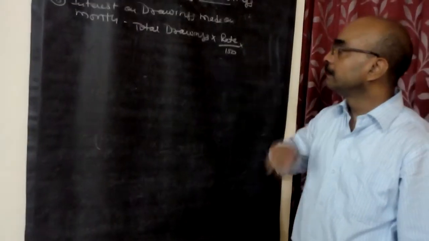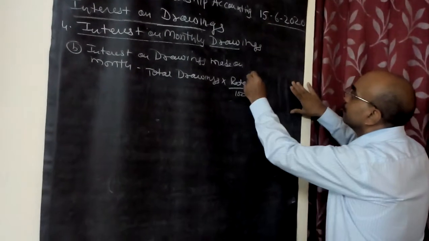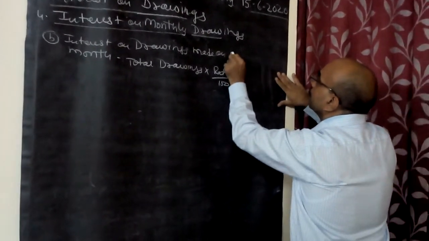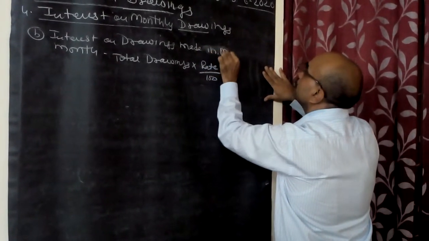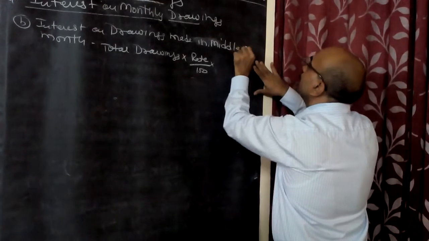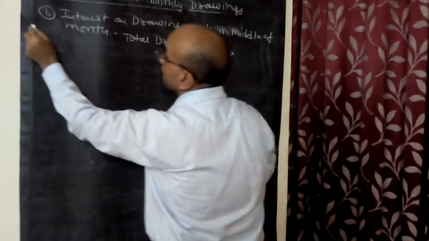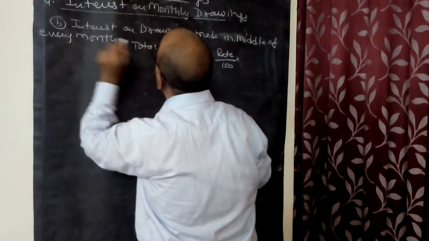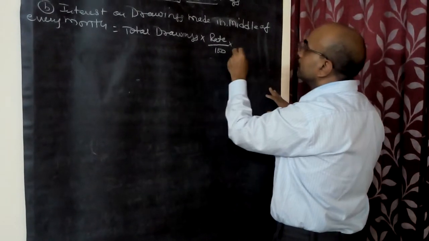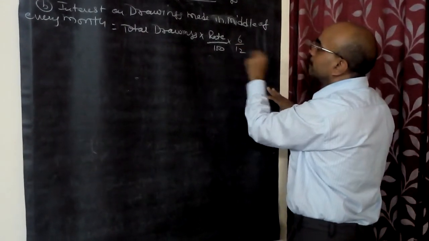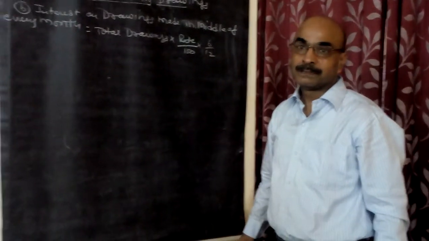Now we'll take interest on drawings made on the midday of every month, or made in the middle of every month. Here the formula will be total drawings into rate upon 100 into 6 by 12. This I explained when I gave the second formula in the beginning of the interest on drawings.